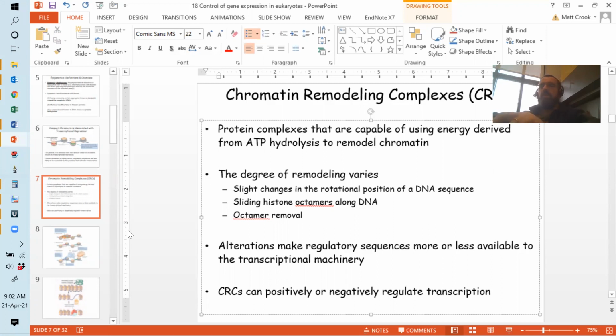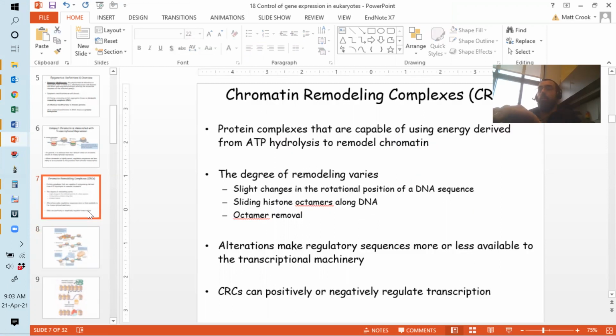Essentially what we're doing is making regulatory sequences either more or less available to the proteins that bind to them: transcription factors, transcriptional activator proteins, TATA box binding proteins, stuff like that. Remember, RNA polymerase cannot itself bind DNA alone. It has to have other proteins to help it. And those DNA binding sites can be covered up or exposed depending on the action of these chromatin remodeling complexes.